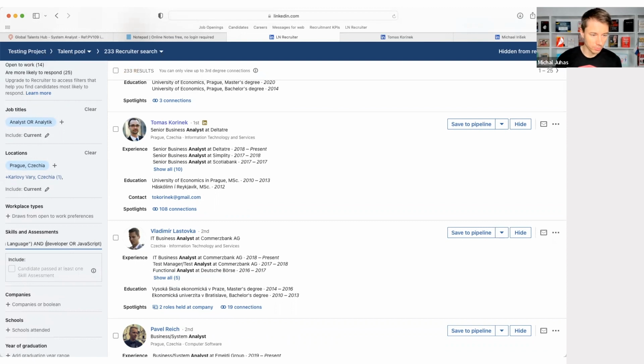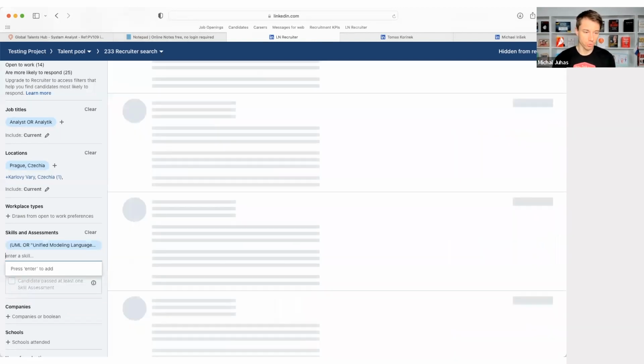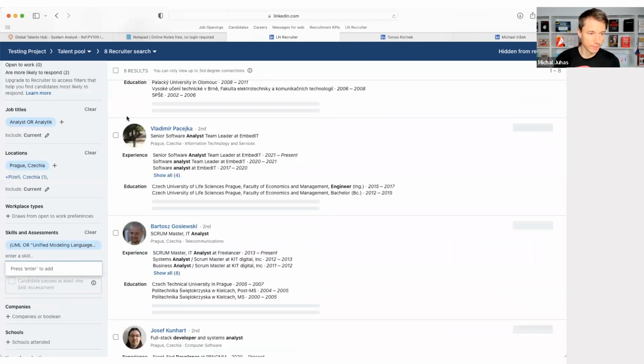So how about developer or engineer, and JavaScript or PHP. Well, let's try both JavaScript and PHP, because I'm so curious now what we will get in this search.